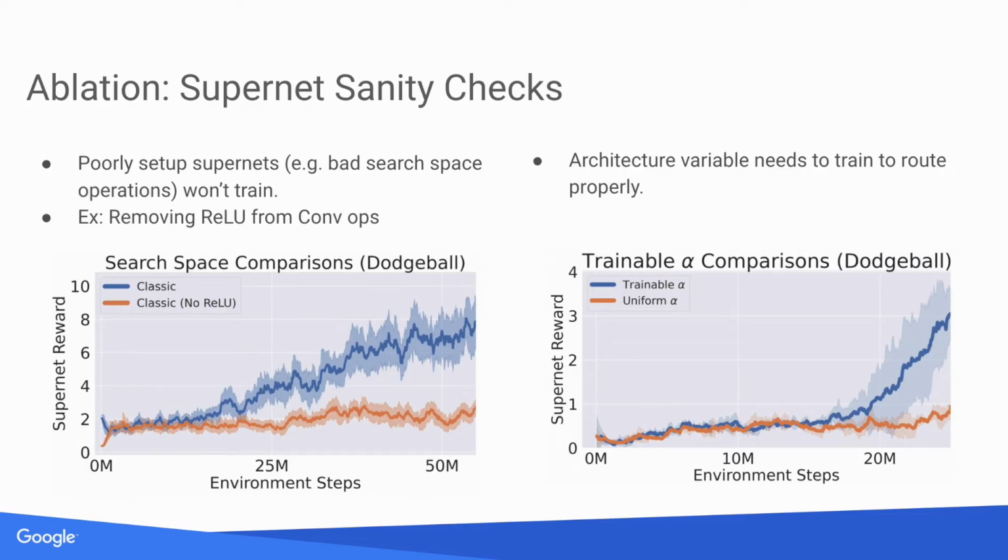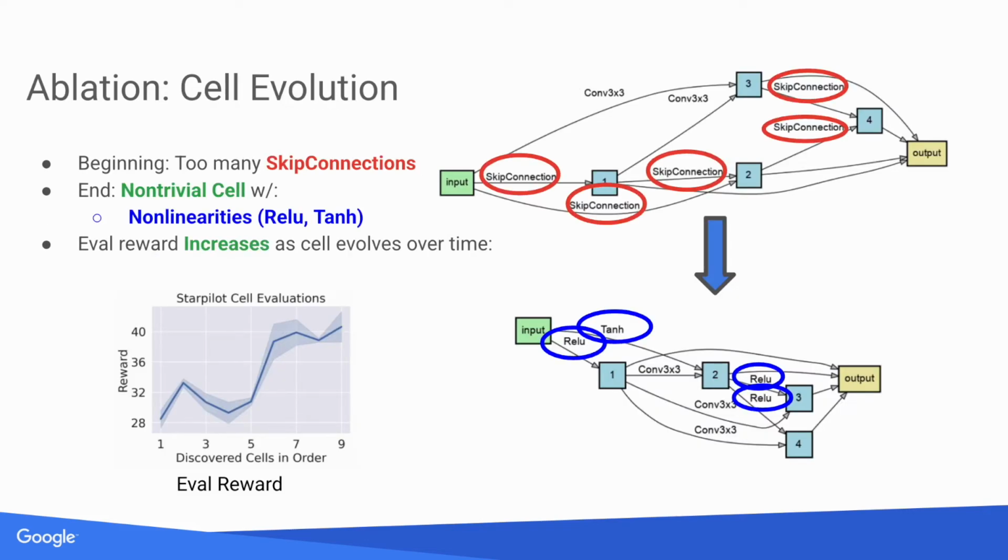One sanity check we needed to make was to see if poorly set up supernets would train. This was indeed the case, as if we removed the ReLU nonlinearity from convolution operations, the supernet would not train. Furthermore, we wanted to see if the softmax architecture variables are properly routing operations. We thus trained a uniformly frozen architecture variable and also found that this led to an untrainable supernet. Another important ablation we made was to study whether throughout the supernet training the corresponding discrete cells are improving. We found that this is the case.